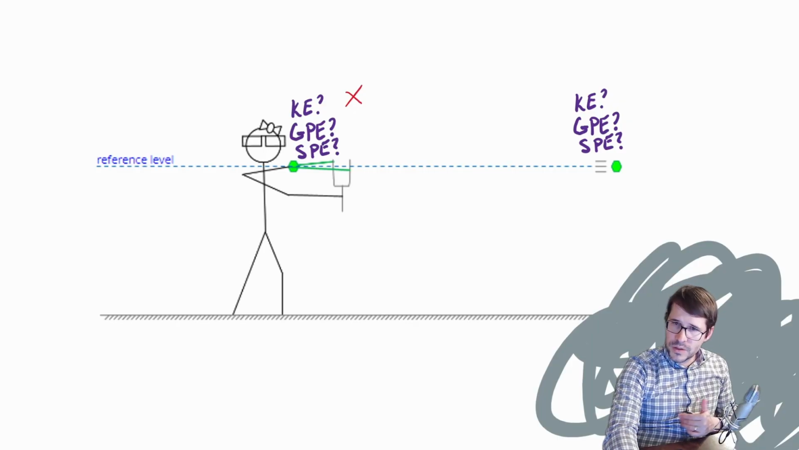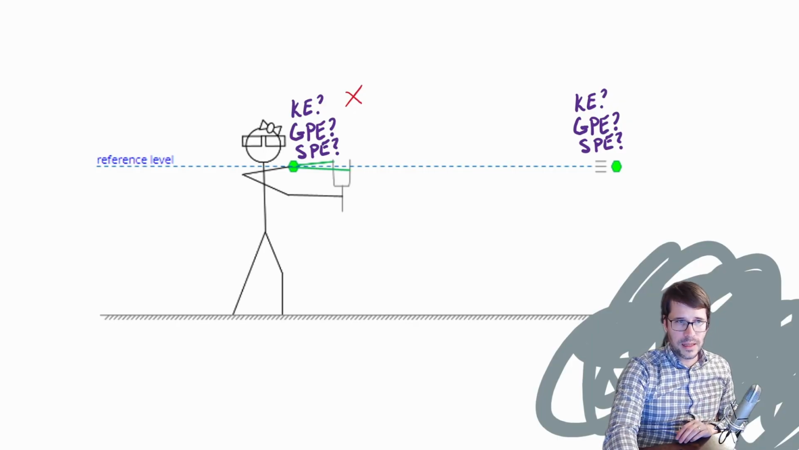Well, it's above the ground, but in this problem, you notice the reference level is right where it is. So it's at the reference level. We're going to consider that being where we're measuring the height from. And it's not above the reference level. It's just right on the reference level. So we're going to say no gravitational energy, but there is spring energy, spring potential energy.